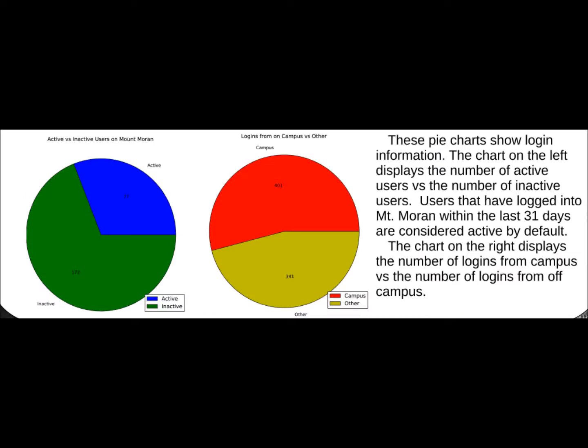Finally, these two pie charts show login information. The chart on the left displays the number of active users versus the number of inactive users. By default, users that have logged into Mount Moran in the last 31 days are considered active, but the time period can be changed when the script is run with a command line argument. The chart on the right displays the number of logins from campus versus the number of logins from off campus.